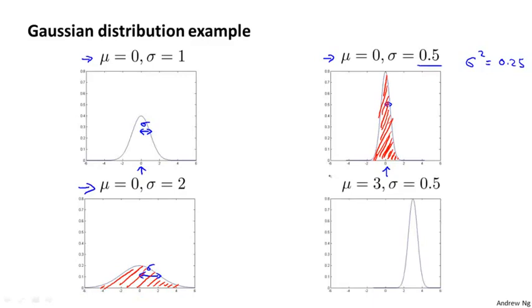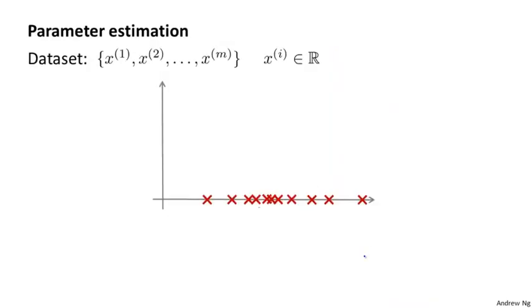And finally, one last example would be if we now change the mu parameter as well, then instead of being centered at 0, we now have a Gaussian distribution that's centered at 3, because this shifts over the entire Gaussian distribution. Next, let's talk about the parameter estimation problem.